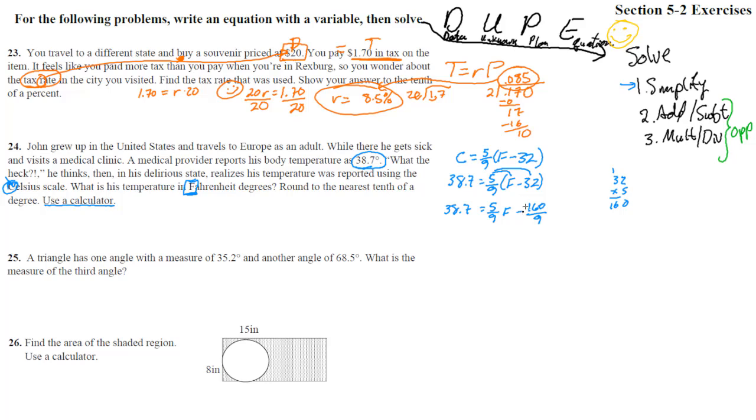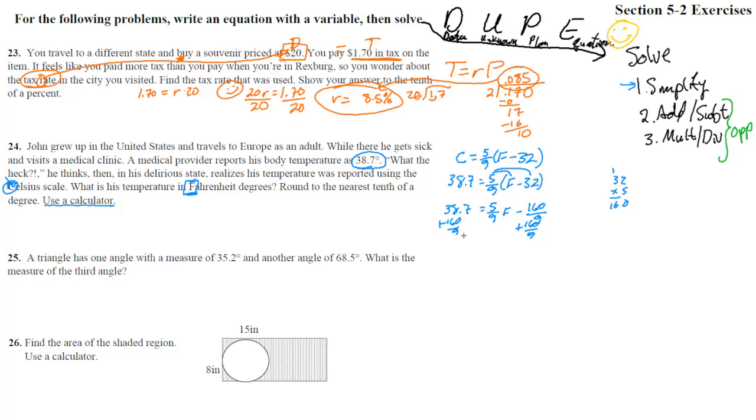So this is where the calculator is going to come in handy. Notice we still follow those same rules. We're trying to get F by itself, so we add 160 ninths to both sides. Add 160 ninths, add 160 ninths. Now I'm going to plug that in my calculator. 38.7.